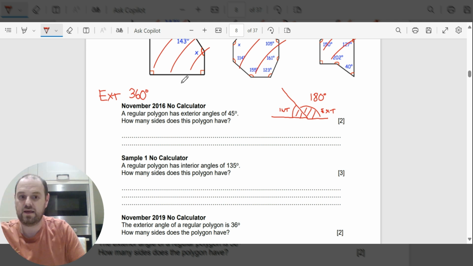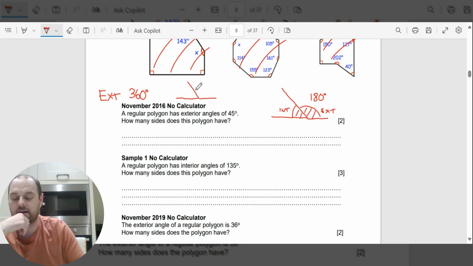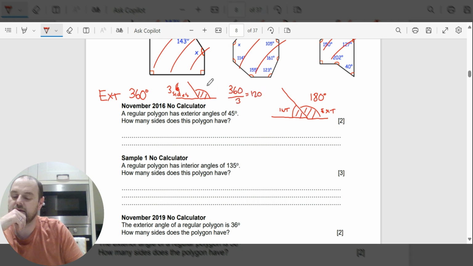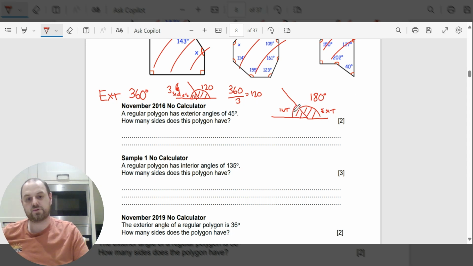So if I say, and I'm going to write an extra question here, what is the exterior angle here of a shape that has 6? No, let's go for 3 sides. Okay, then I would need to do 360 divided by 3, which is 120. Therefore, the exterior angle is 120. And once we know the exterior, we can get the interior, again, by taking that away from 180. So the exterior is 120, the interior is 60.